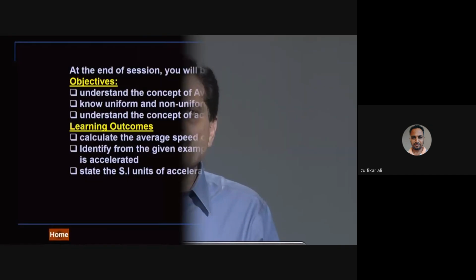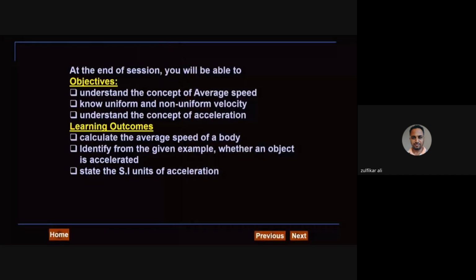As already informed, the first screen will display the instructional objectives. That is, at the end of the session, you will be able to... There are two types of objectives written. One is the broad objective and the second is the learning outcomes. Understand the concept of average speed, uniform and non-uniform velocity, and understand the concept of acceleration. Learning outcomes are: calculate the average speed of a body, identify from the given example whether an object is accelerated, and state the SI units of acceleration.